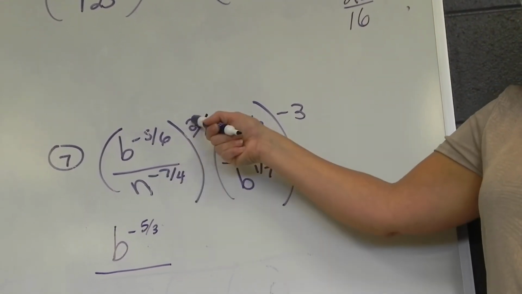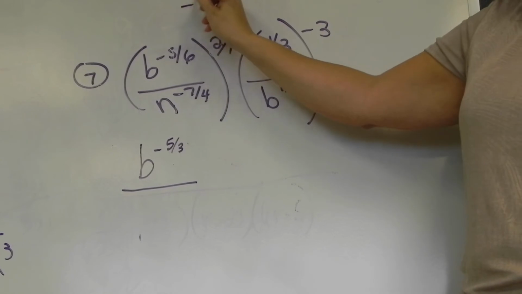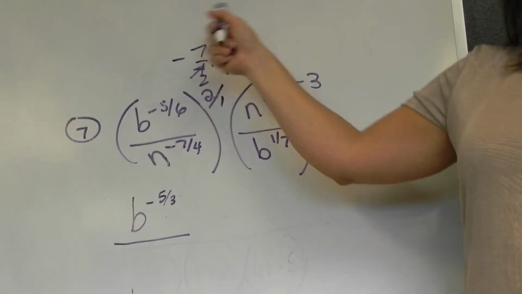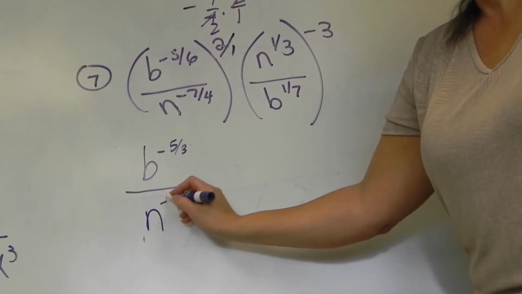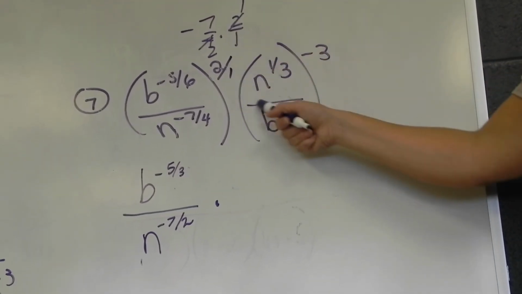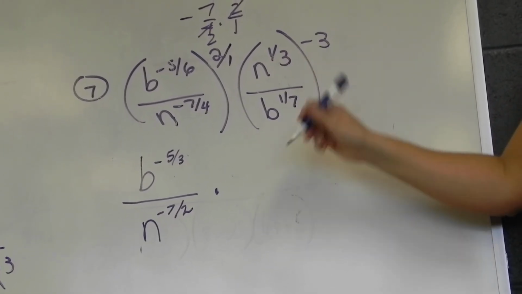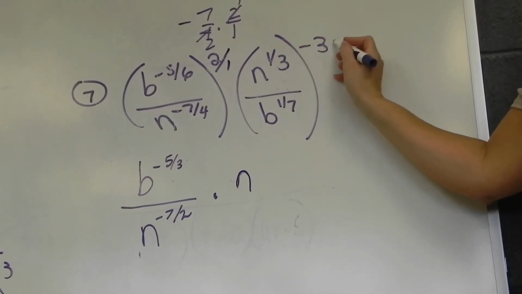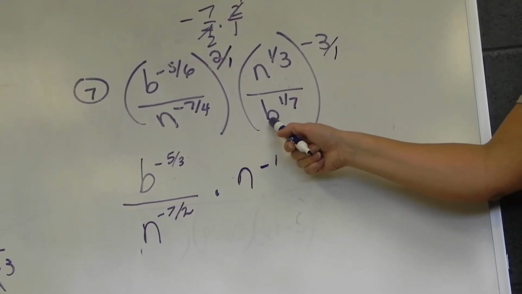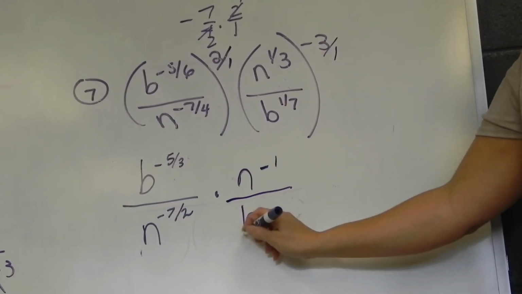Into the negative 7/4 raised to the second. Exponents to exponents multiply. So negative 7/4 times 2, let's just check that out. Negative 7/4 times 2/1, you could reduce it down, it'd be negative 7/2. Okay, over here we're going to take an n to the 1/3 raised to the negative 3. That's the power rule. A power to a power multiplies. So 1/3 times negative 3, the negative 3 is over 1, cancels out the 3's, it's negative 1. b to the 1/7 to the negative 3rd multiplies, makes that negative 3/7.